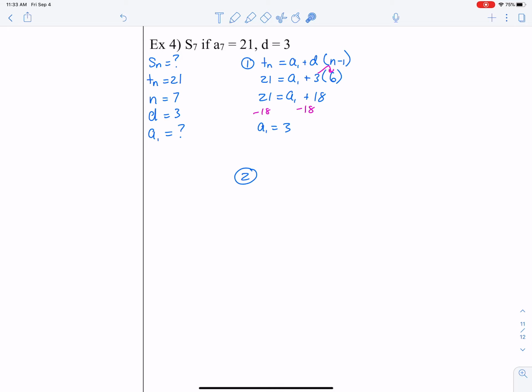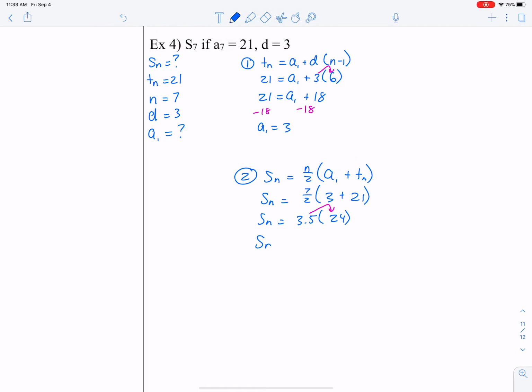Okay, now I have all the information I need. I can focus on my Sn, my sum. Sn is n over 2 times (A1 plus Tn). So I have all of the information I need. I have 7 over 2, my A1 is 3, and my Tn is 21. 7 divided by 2 gives me 3.5. 3 added with 21 gives me 24. Then I need to multiply 3.5 and 24 together. So I get Sn is equal to 84. And that's my final answer for this question. Okay.